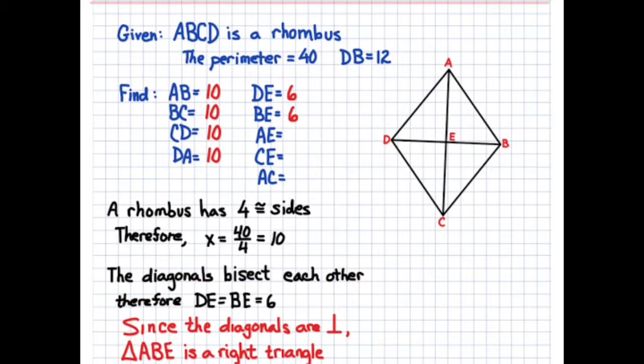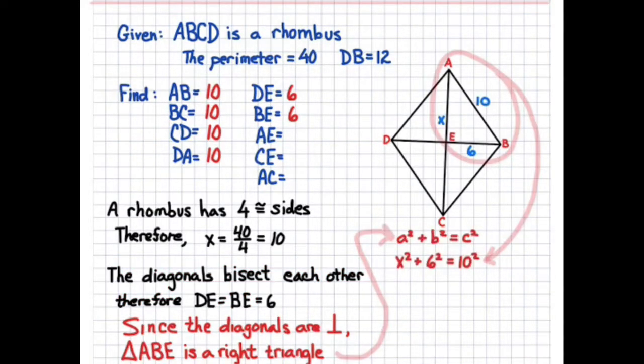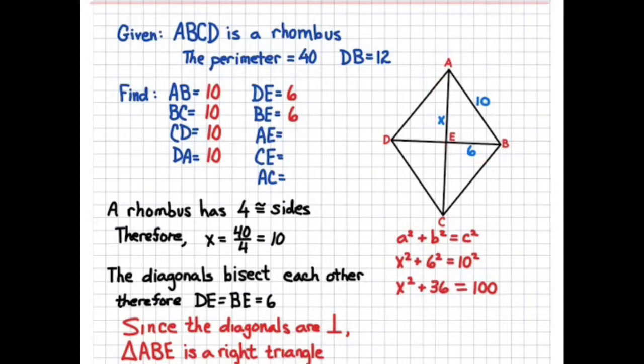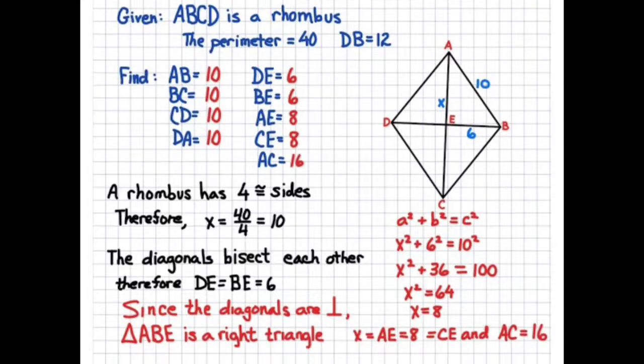Then we can look at a right triangle over on the right hand side of the diagram, use the Pythagorean theorem, and we solve for x, and x is equal to 8, which is the distance from A to E. Also, it's the distance from C to E, which makes the distance from A to C equal to 16.